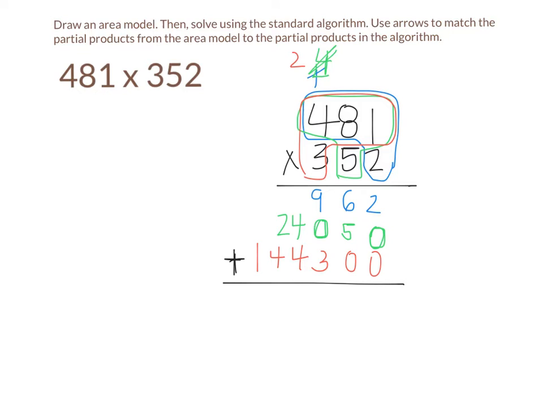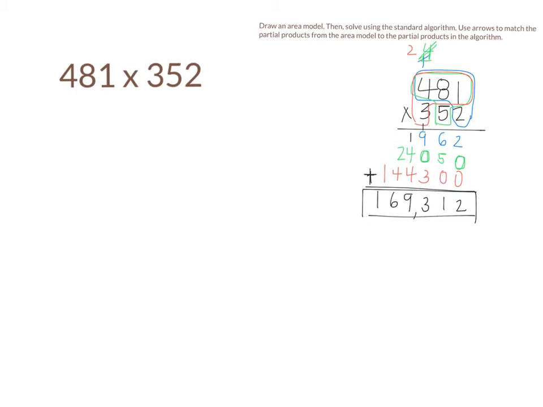Okay? So how many ones do we have altogether? 2. How many tens do we have altogether? 11. We're going to regroup. How many hundreds do we have altogether? 13. So again, we have to regroup. How many thousands do we have altogether? 9. Okay. How many 10,000s do we have altogether? 6. And how many 100,000s do we have altogether? So our final product should be 169,312.